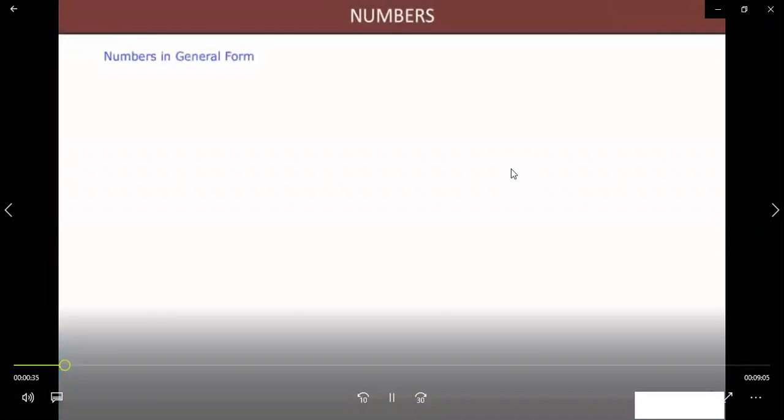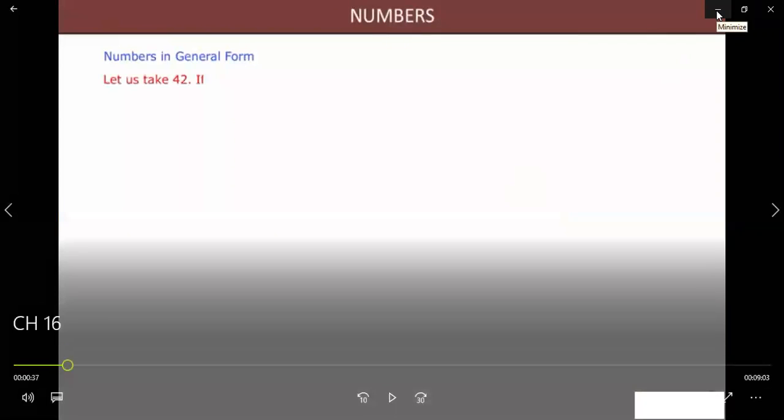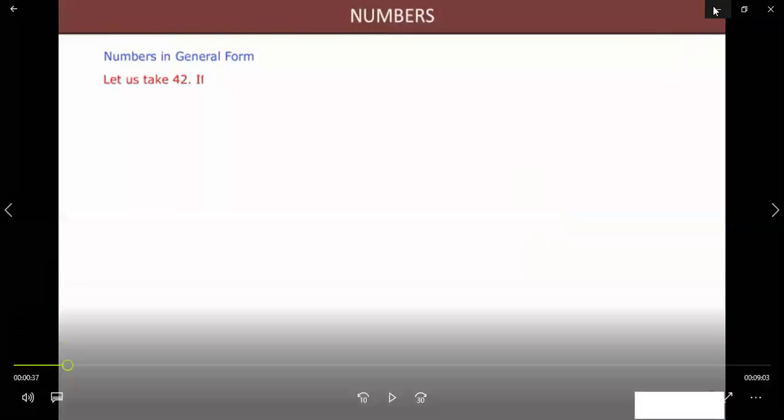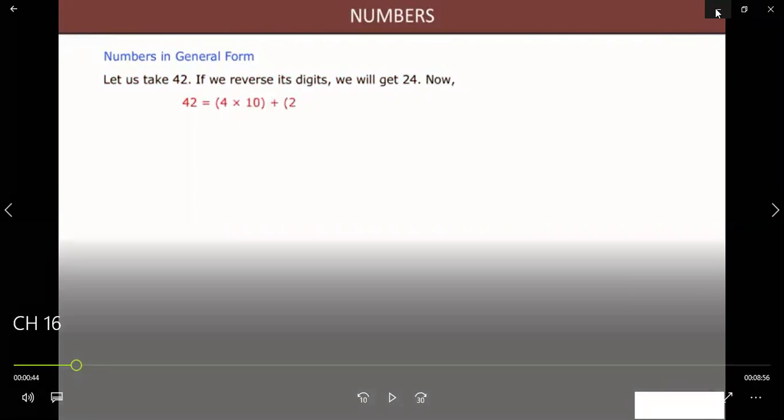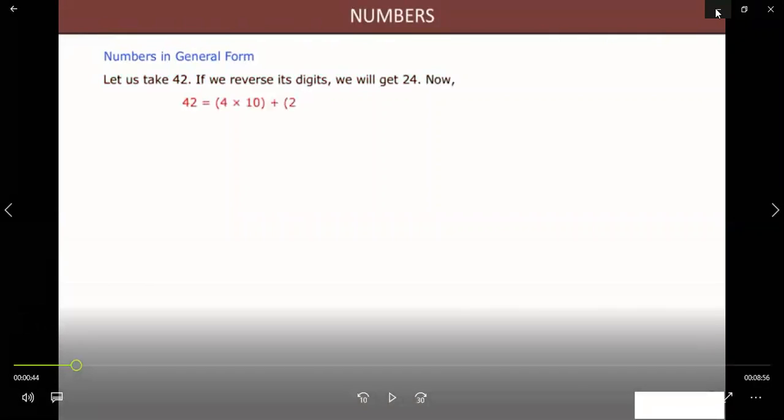So basically, numbers in general form. First heading is numbers in general form. First of all, we'll understand how we can represent a two-digit number as well as a three-digit number in its generalized form. So for example, let's take a number 42. If we reverse its digits, then we'll get 24. So basically, the number which is given to us is 42. But if you reverse the digits, the units place digit goes to tens place, and the tens place digit is swapped by the units place digit. So basically we'll get 24 in that case.